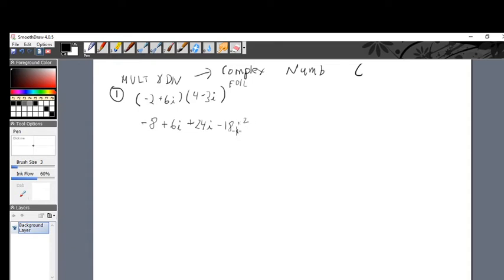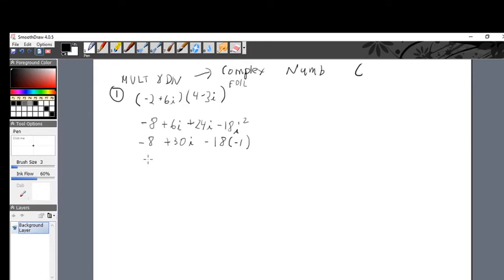Be careful with that i squared. Eventually, you can either do it early or you can do it later. You don't have to do it right away, but that i squared is going to have to turn into a negative 1. The first thing I need to do is put the like terms together. So we've got 6i and 24i. That is plus 30i. And now, in line number 2, I might as well not waste any time and turn that i squared into a negative 1. That minus 18 times i squared is really minus 18 times negative 1.